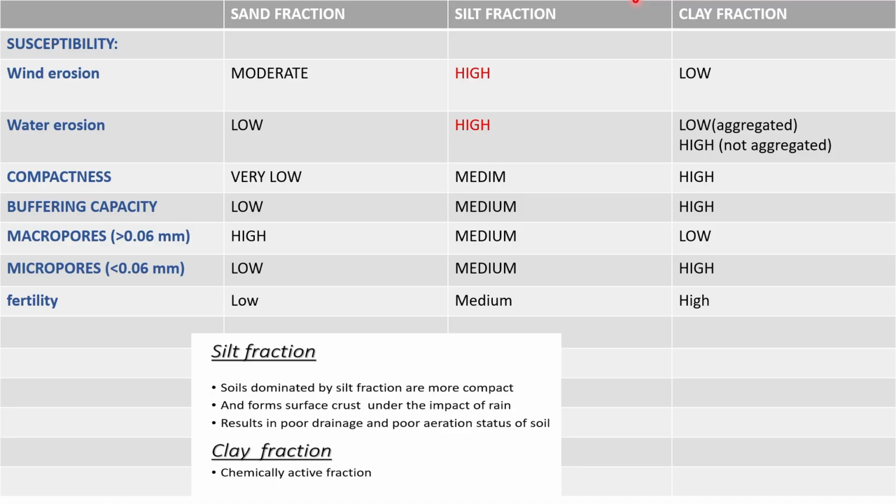Wind erosion susceptibility is very low because it is a very small particle. Water erosion susceptibility is low when it is aggregated and high when not aggregated. It has high compactness and high bulk density, macropores are low, micropores are very high, and fertility status is high.